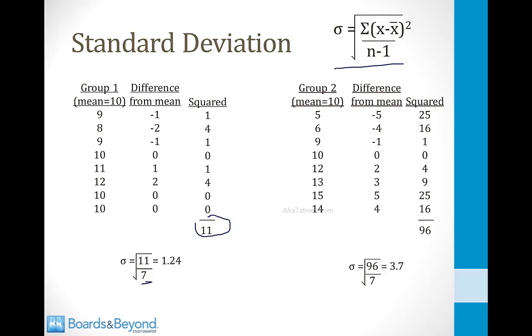And what we see is that the standard deviation for group 1 is 1.24, and the standard deviation for group 2 is 3.7. This means that group 1 is much more tightly oriented around that mean compared to group 2, which is much more spread out. Even though they have the same mean, the data are more dispersed in group 2, and that's why you have a larger standard deviation in group 2.